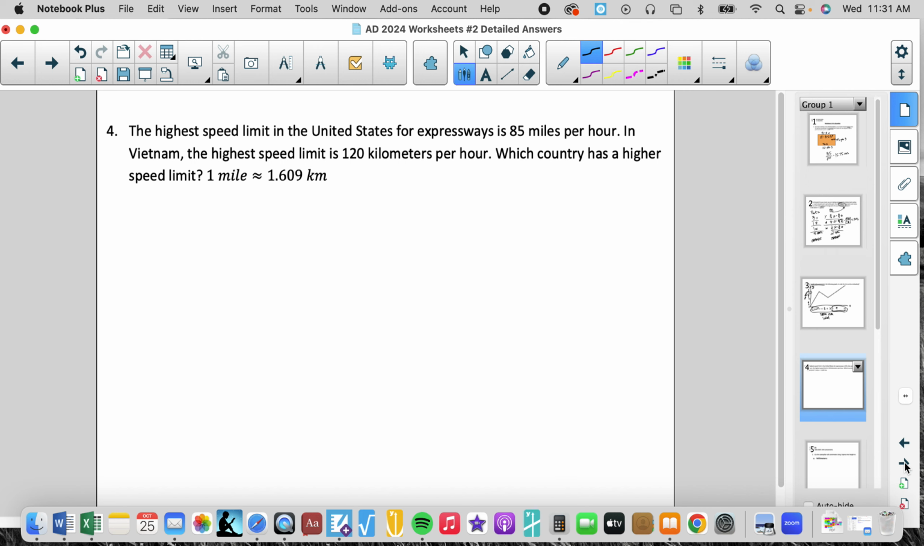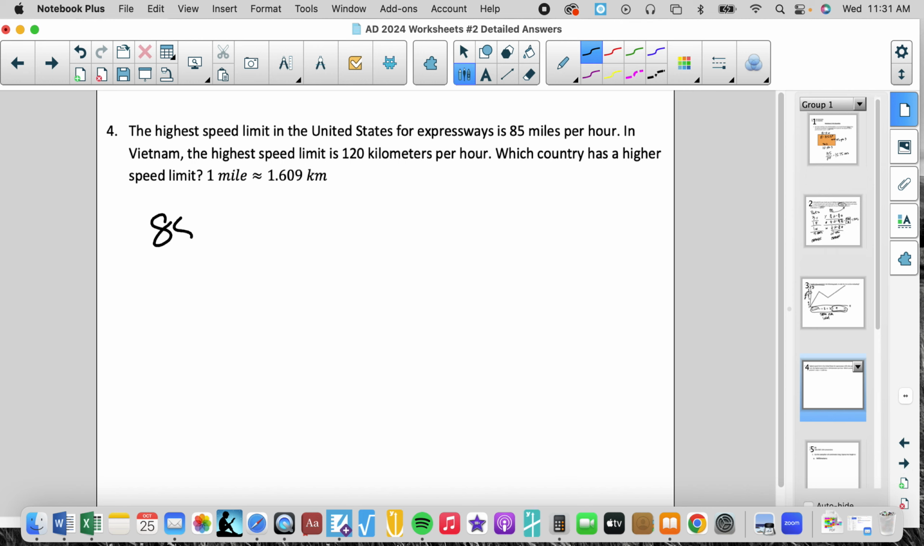Number 4. All right. The highest speed limit in the United States for expressways is 85 miles per hour. In Vietnam, the highest speed limit is 120 kilometers per hour. Which country has a higher speed limit? So we have to choose. Are we going to convert to miles per hour, or are we going to convert to kilometers per hour? I will do both of them.